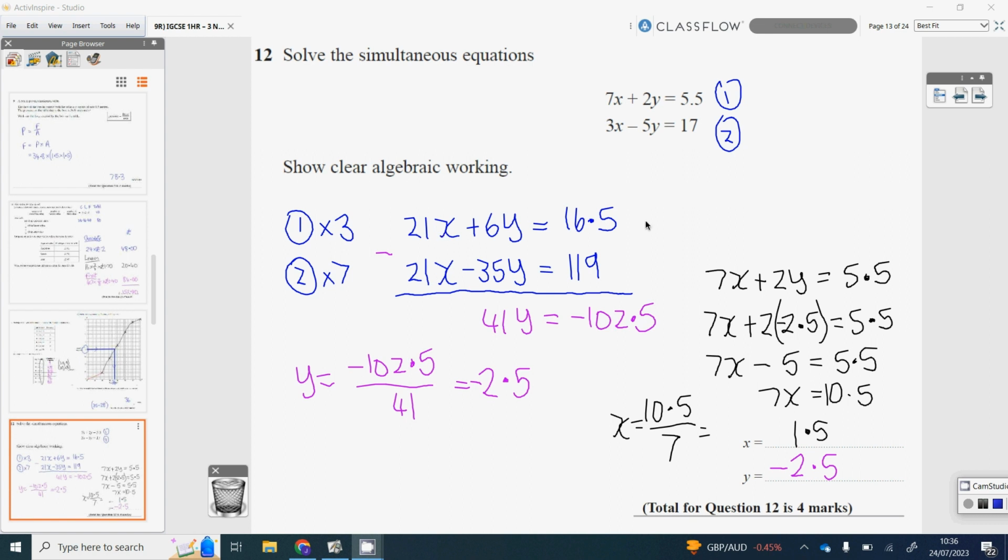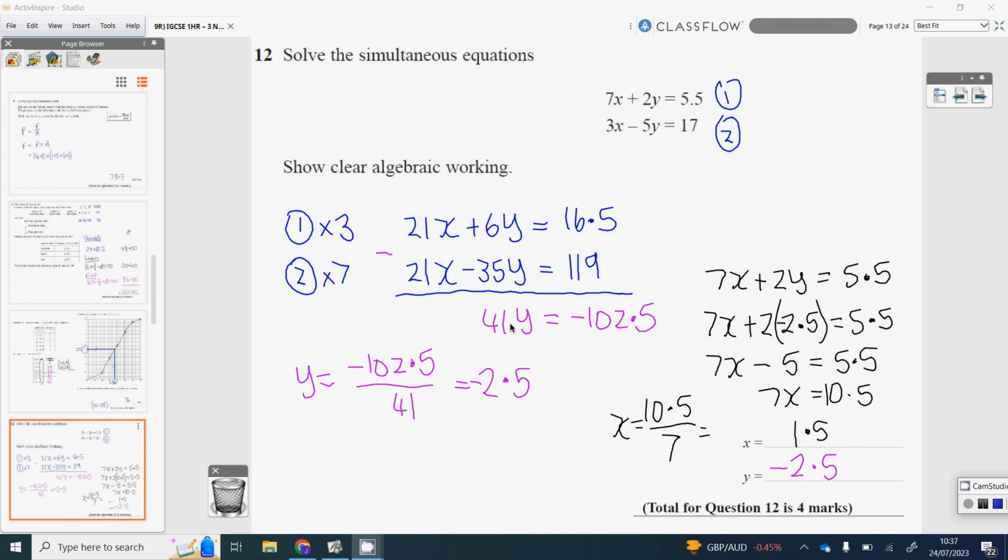Now I want to either add these two equations together or subtract them in order to eliminate the x's. Obviously if I was to add these equations together, 21x and 21x would be 42x, so it hasn't been eliminated, so that won't do. So I'm going to subtract the second equation from the top equation. So 21x take away 21x is nothing. That was my whole purpose. 6y minus 35y: we're minusing a minus, which becomes a plus, gives us 41y. And 16.5 minus 119 is minus 102.5.